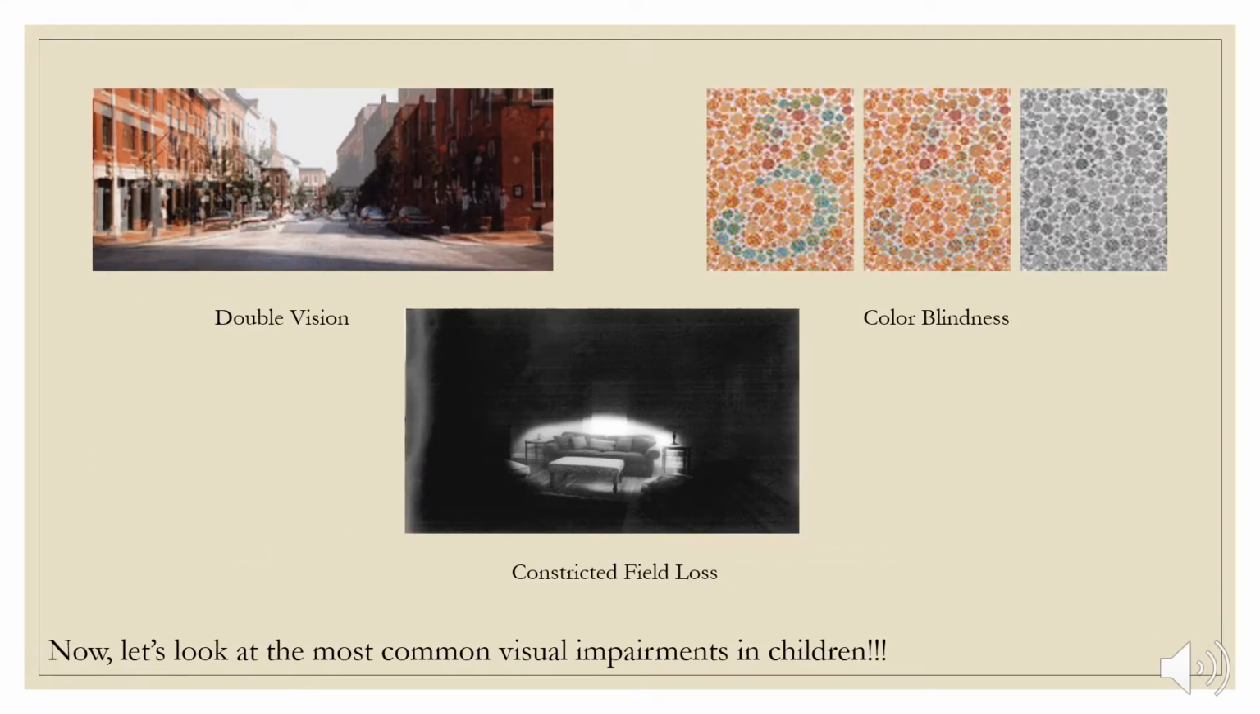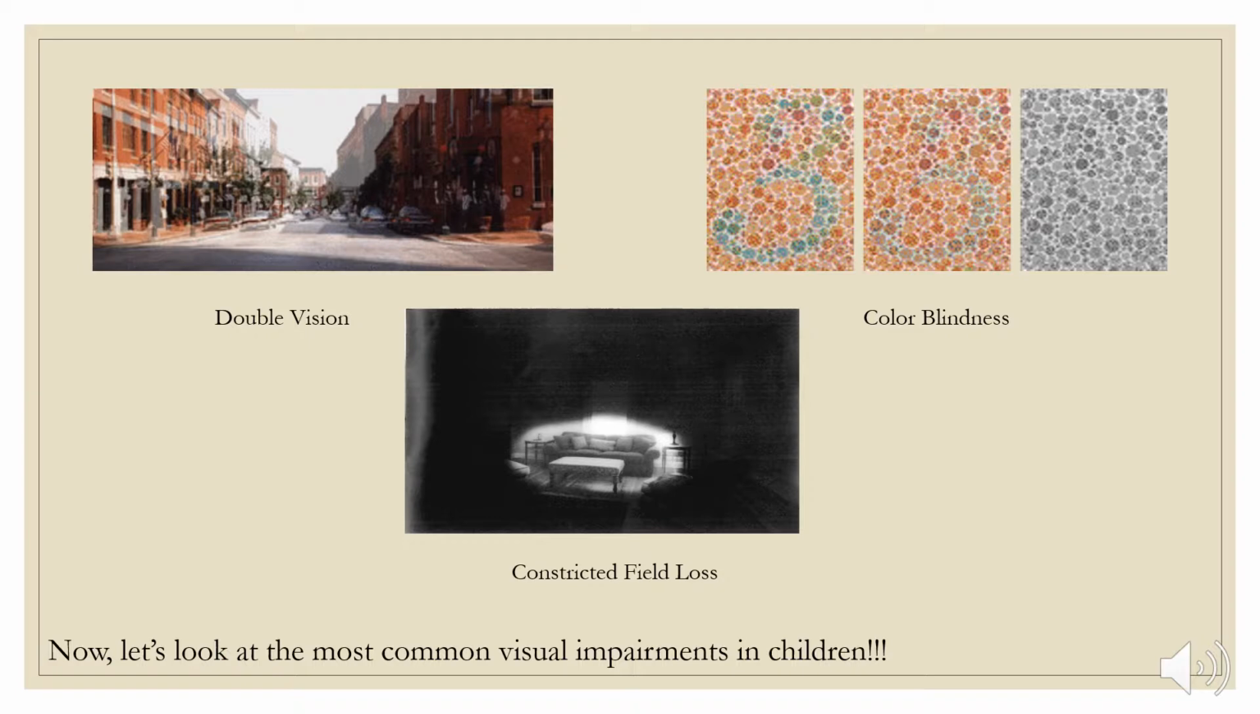The following images are simulations of double vision, color blindness, and constricted field loss. Double vision, or diplopia, occurs when a person sees a double image where there should only be one. The two images can be side by side, on top of one another, or both. The condition can affect balance, movement, and reading ability. It can affect one or both eyes.